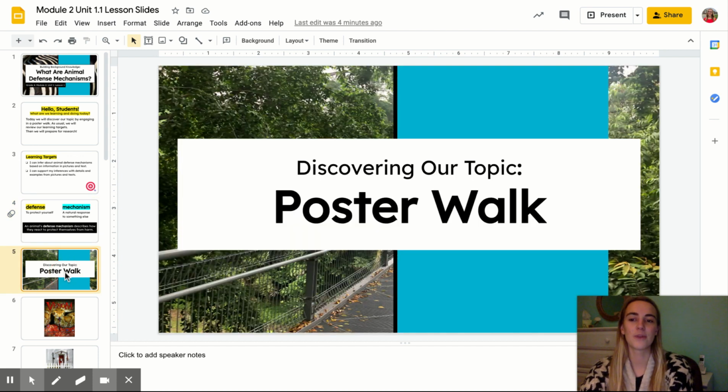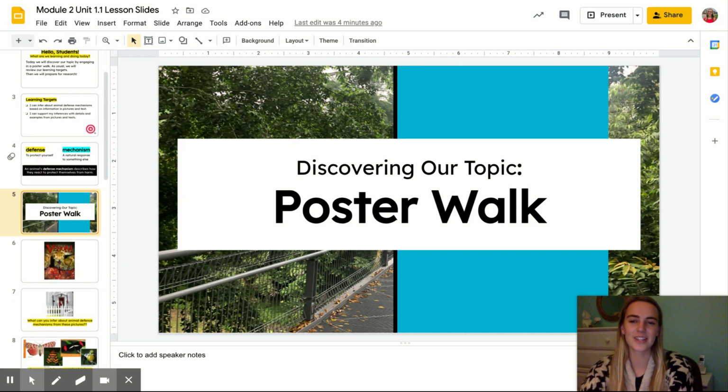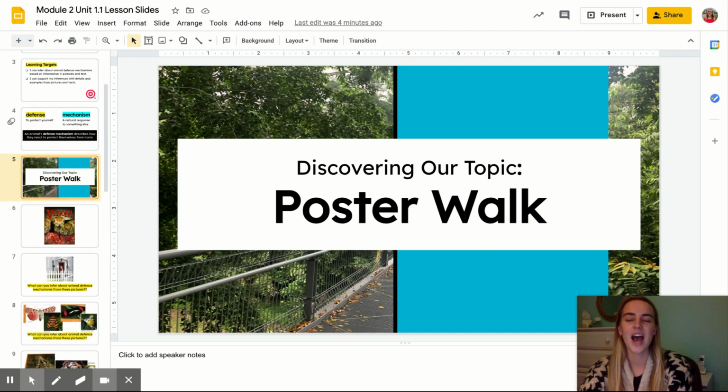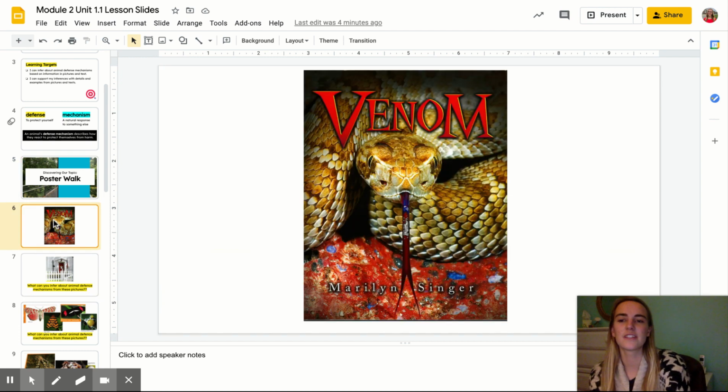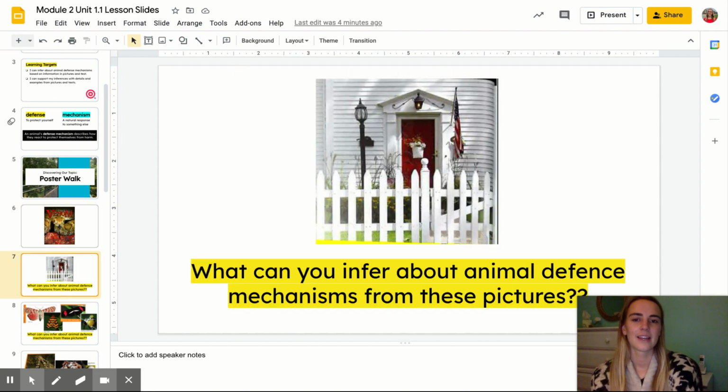So now we're going to go on a little poster walk. As we do, I want you all to consider this essential question: what inferences can you make about animal defense mechanisms from these pictures? Okay? These first images are from a book that we're going to be reading in this unit called Venom, by Marilyn Singer. So in this first picture, what can you infer about animal defense mechanisms?